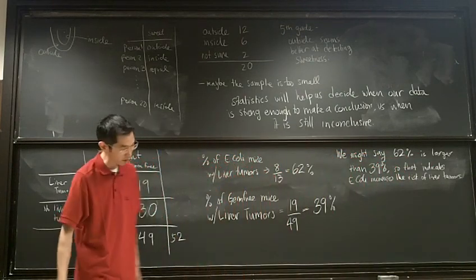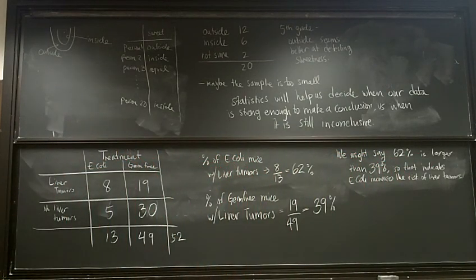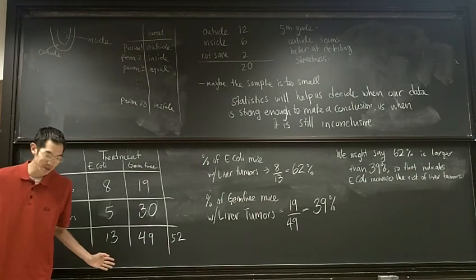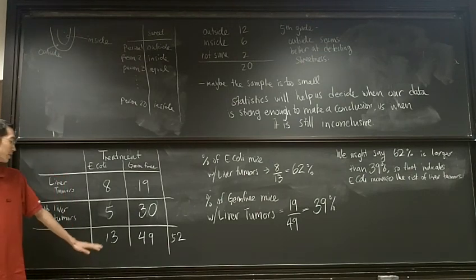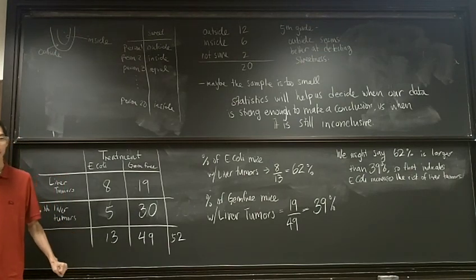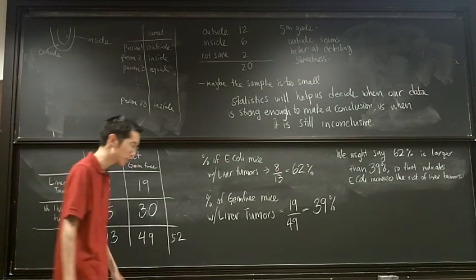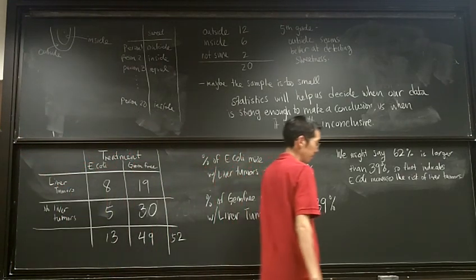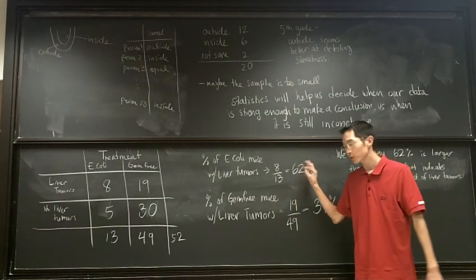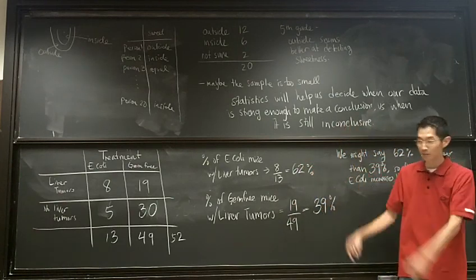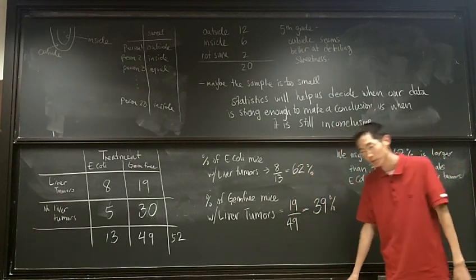And then I would argue, from a statistics point of view, I would say, you know what? Our samples might not be big enough, okay? We actually only had 13 mice in the E. coli group. And so this number 62%, it could be large or small. We're not entirely sure.